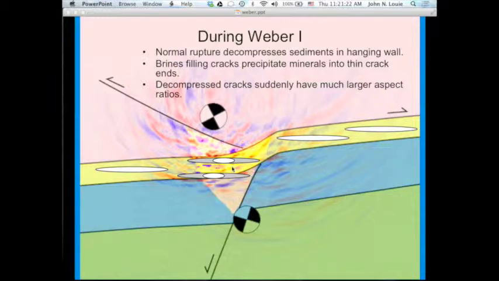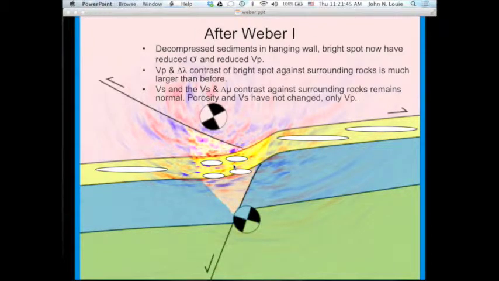Okay, that makes sense. The brines that fill the cracks precipitate minerals into the thin crack ends. And suddenly we have changed the aspect ratio of the cracks. The decompressed cracks suddenly have a much larger aspect ratio, you know, they've gone from 10^-4 to 10^-2, maybe. All right, so after Weber 1, we've got the same total porosity. We haven't gotten rid of the fluid, but it's now in cracks that have a much larger aspect ratio.